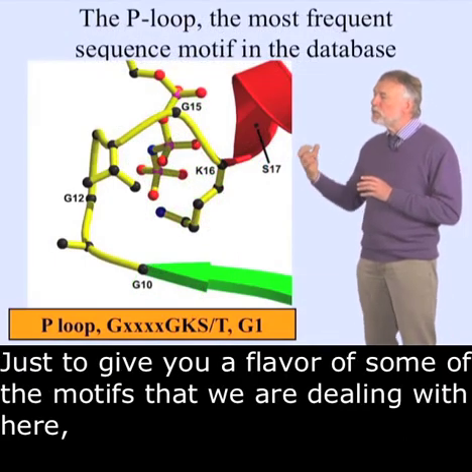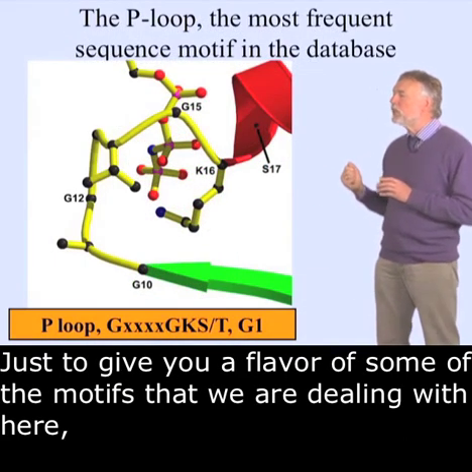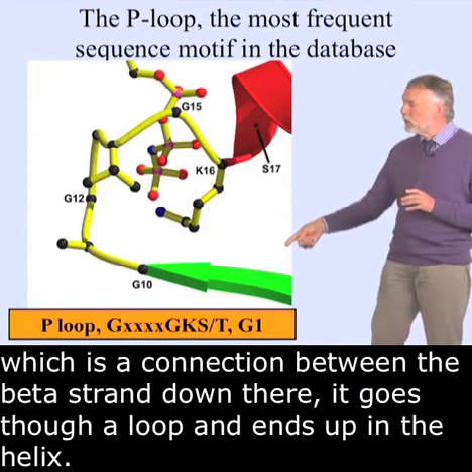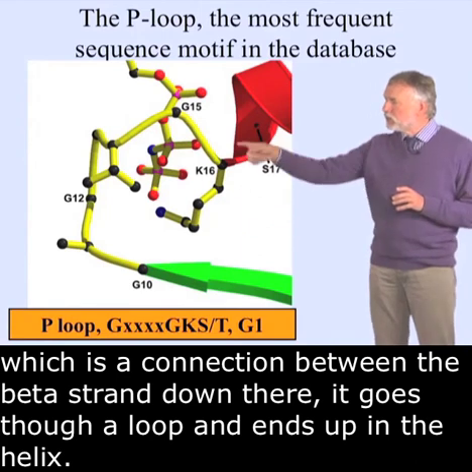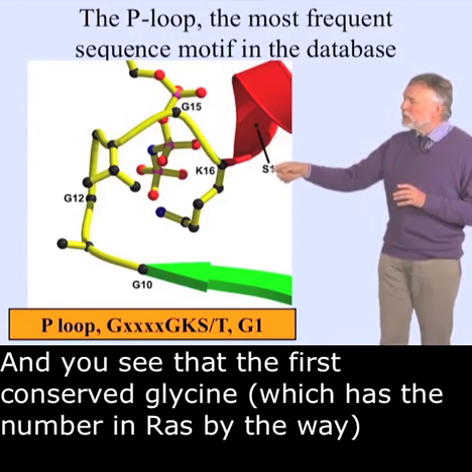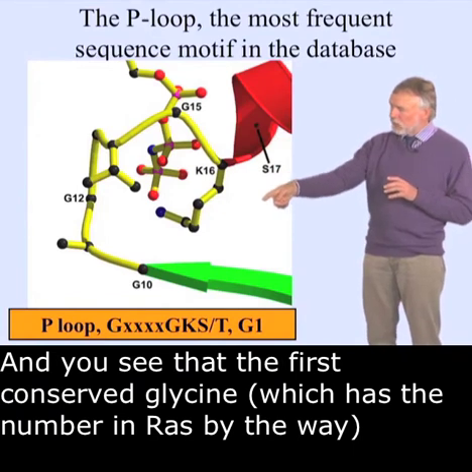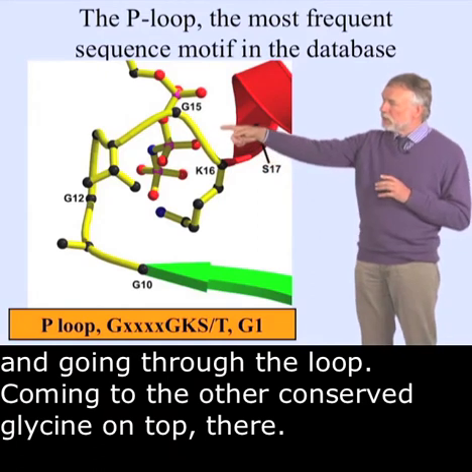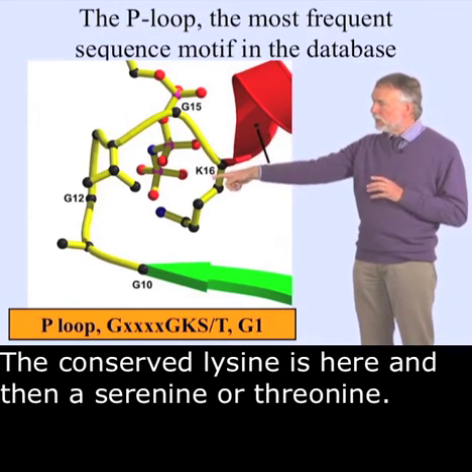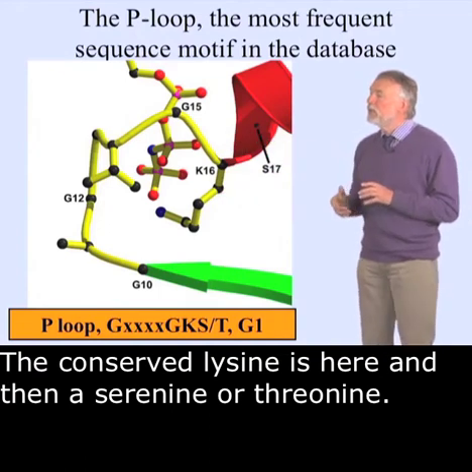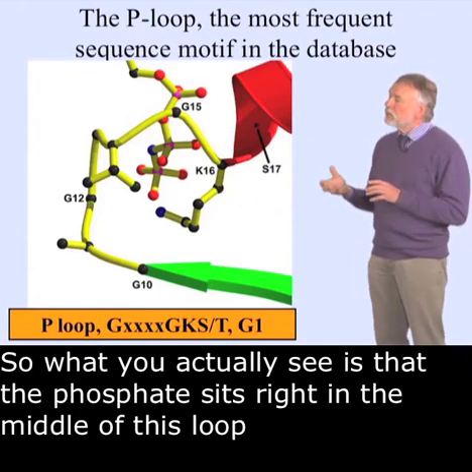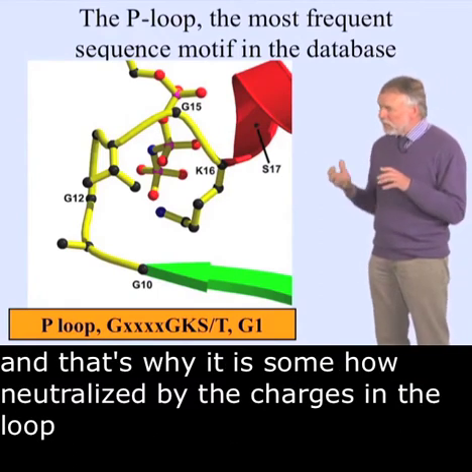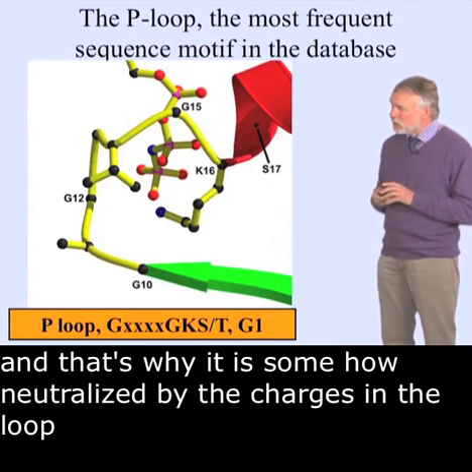Just to give you a flavor of some of the motifs that we are dealing with here, this is, for example, the P loop, which is a connection between a beta strand down there, goes through a loop, and ends up in the helix. And you see the first conserved glycine, which is number 10 in RAS, by the way, then going through the loop, coming to the other conserved glycine on top there, the conserved lysine here, and then a serine or threonine. So what you actually see is that the phosphate sits right in the middle of this loop, and that's why it is neutralized by the charges in the loop.